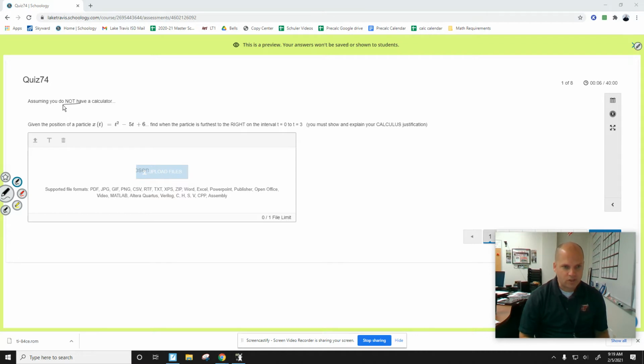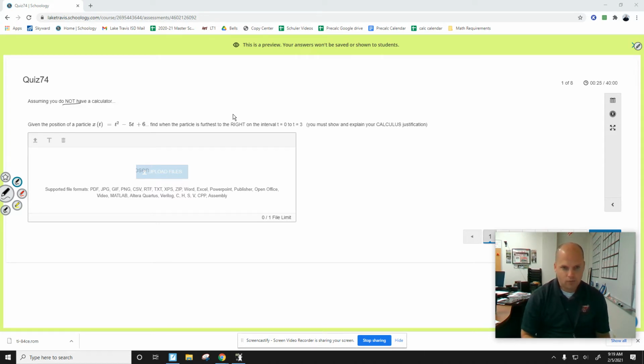Okay, so the first question assumes that you don't have a calculator. Now you can check your work with a calculator. I can't stop you from that, but for your free response test, you need to show all of your work without a calculator. So first question is, here's a position function. When is the particle furthest to the right on the interval from t equals 0 to t equals 3?